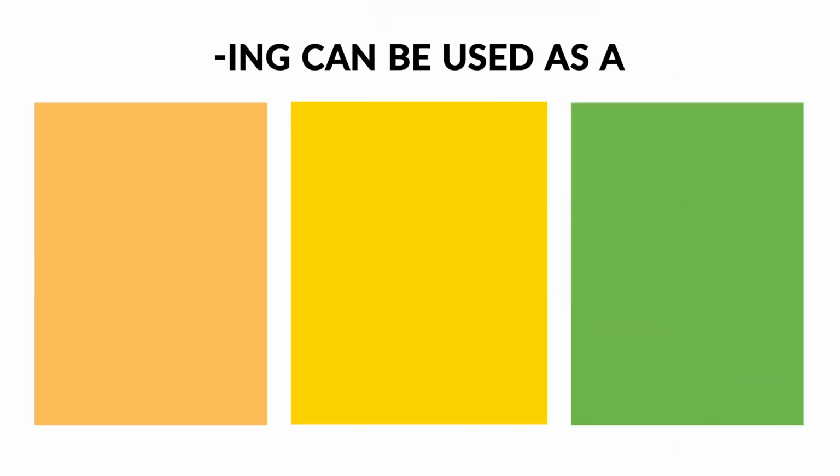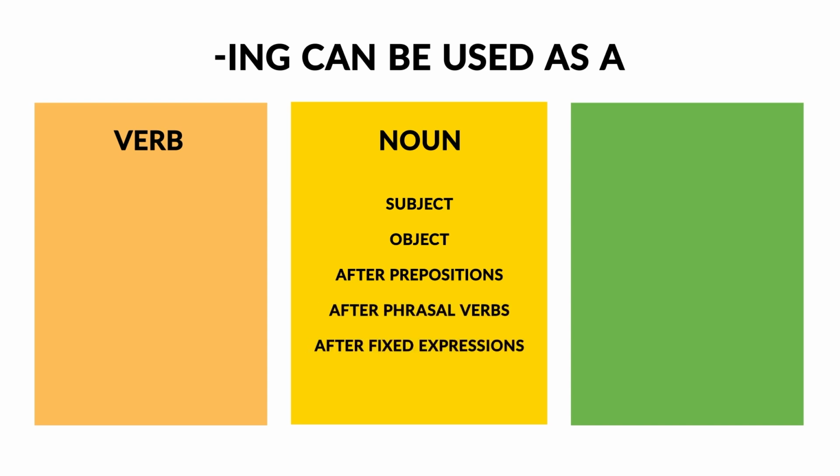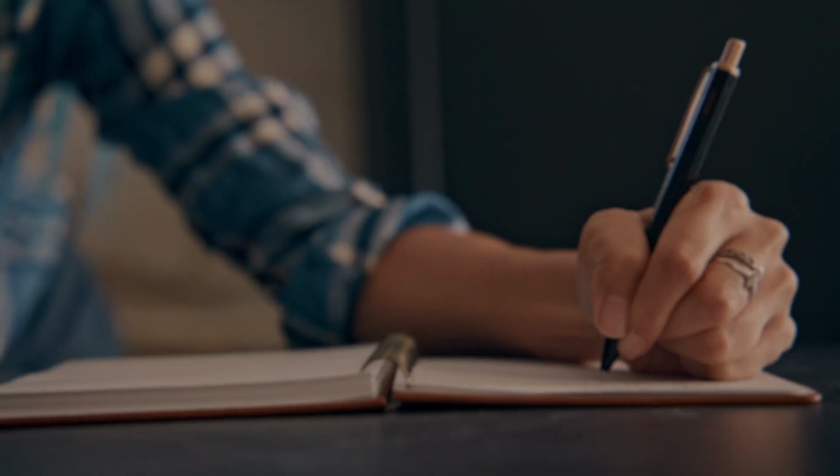So it can be used as a verb, as you well know already, but it can also be used as a noun. And when it's working as a noun, it has several different uses. We're going to see that in a minute. And it can also be used as an adjective. So the idea of this video is to explore these three uses in detail so that you feel confident using -ing yourself, so that you can use -ing more naturally and effectively in your English speaking and writing. Let's get started.